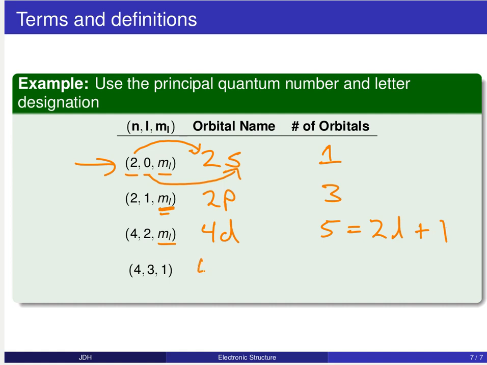And then for our last one, we're still up there at an n equals 4. In this case, we have an f orbital because our L value is 3. And if we nail down the value of m sub L as we did here, then we know the exact orbital state that we're talking about. So there's only one orbital with this specific set of quantum numbers, this specific label.